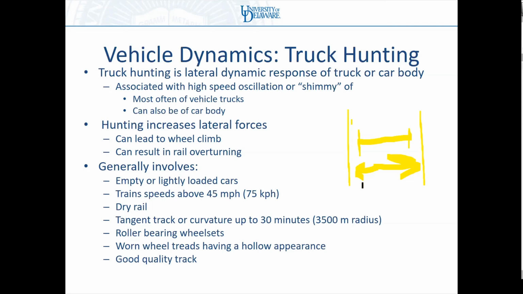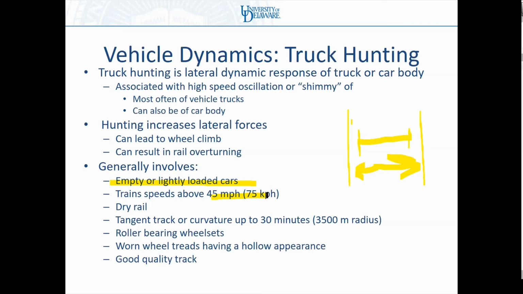And you design the vehicle to try to bring the hunting speed above the operating speed that you're looking at. Typically, for freight wagons, empty or lightly loaded cars are the ones that are most subject to truck hunting. And there you see truck hunting. This says speeds above 75 kilometers per hour.